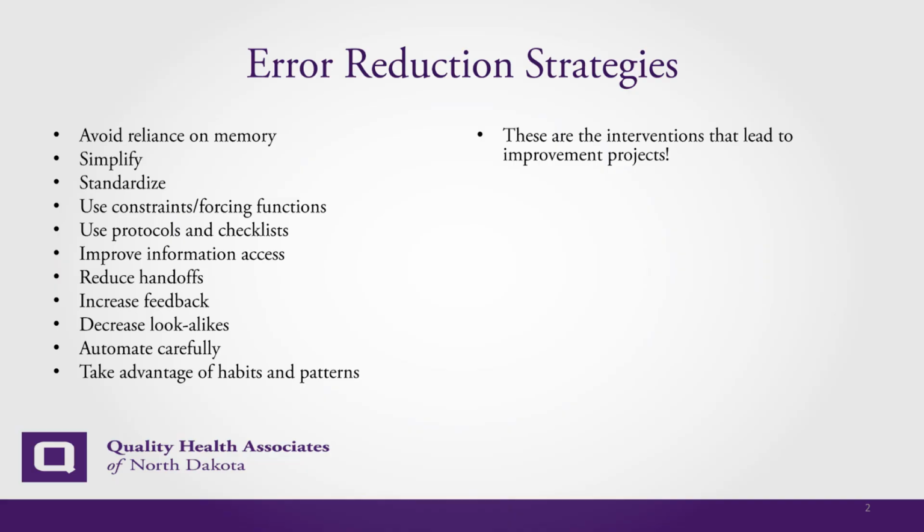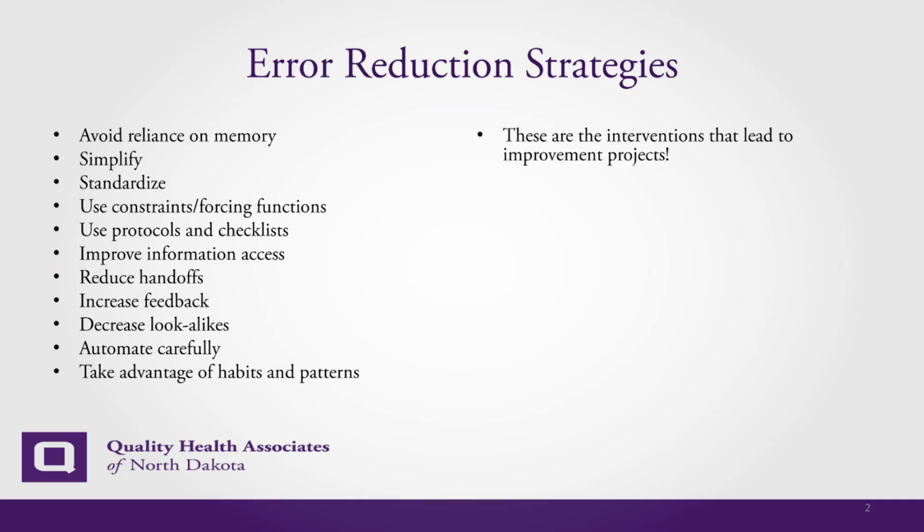Sometimes when we communicate, especially if we have a lot of patients that we're caring for, we forget things, and so by reducing handoffs, that allows us to reduce the likelihood of that communication error. We also try to increase feedback. This is where patients' families' feedback is important. Decrease look-alike, sound-alike medication. We try to automate things as much as possible, but in a careful way. For instance, that pain medication that Josie was getting was with a button. She had to press the button with pain medication. But we have to be careful with that to make sure that we have the right systems in place to prevent safety issues from occurring, and then taking advantage of habits and patterns.